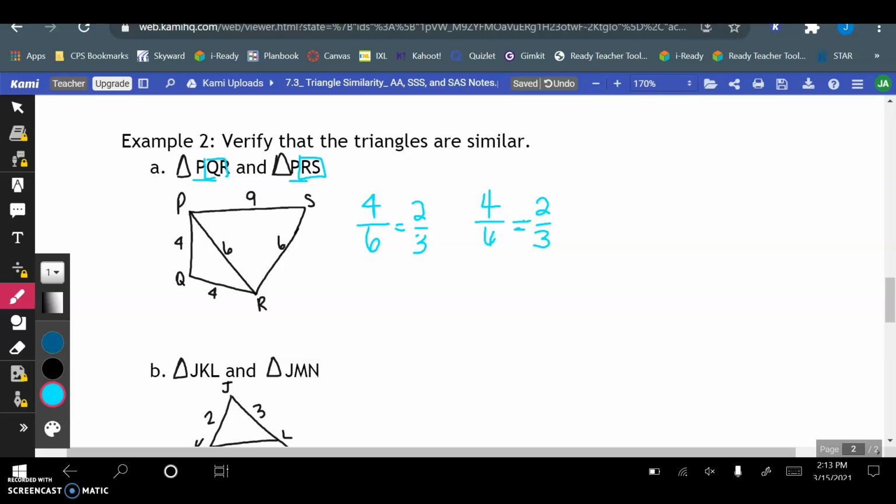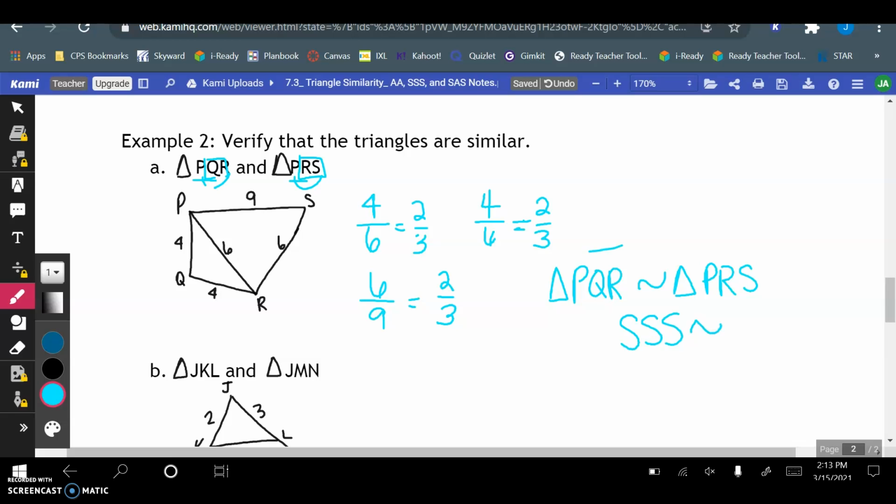And then the last sides, PR on the outside and PS on the other side. So PR is 6 and PS is 9. And those can be divided by 3. So I get 2/3. So that verifies that the ratio of all three sides is the same between the two triangles, so that we can say triangle PQR is similar to triangle PRS, and that is because of side-side-side similarity, because we only talked about the three sides.